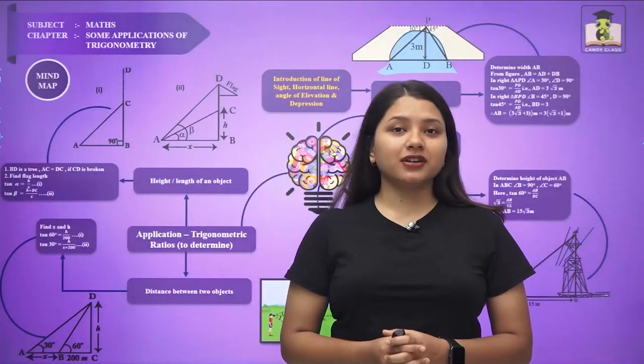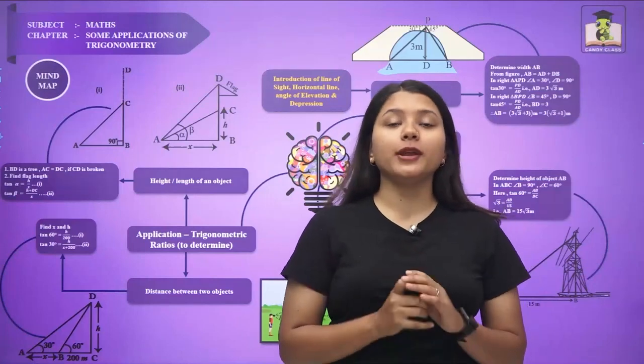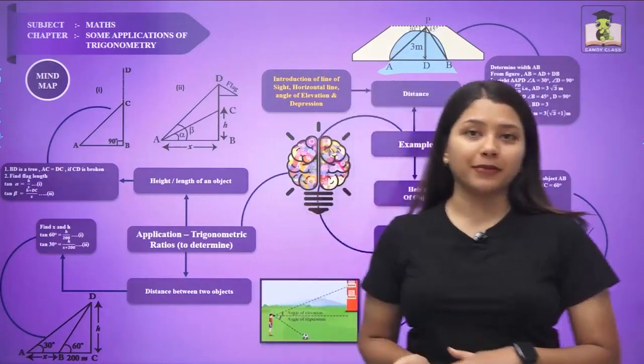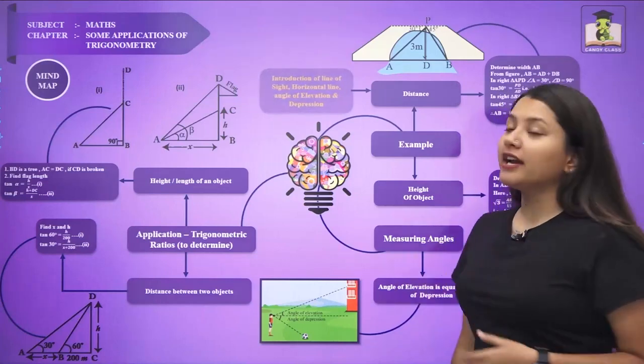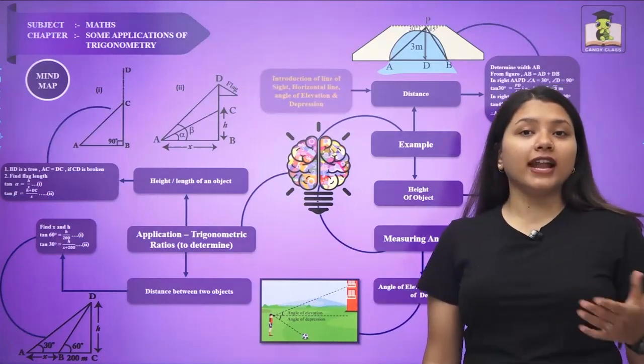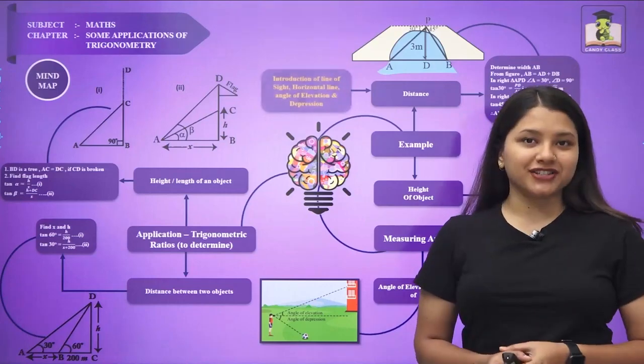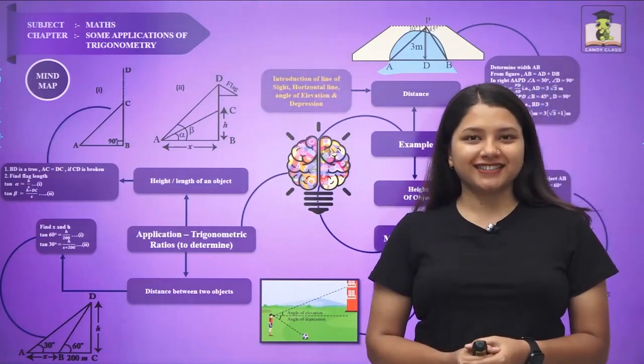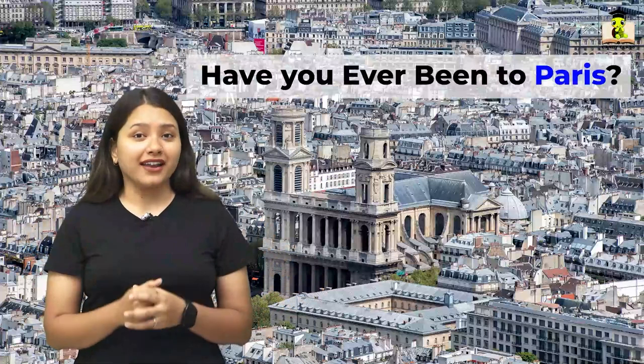So in today's lecture, we are going to talk about the 4 important terms related to this chapter. That is line of sight, horizontal line, angle of elevation and the angle of depression. So let's get started. Have you ever been to Paris?